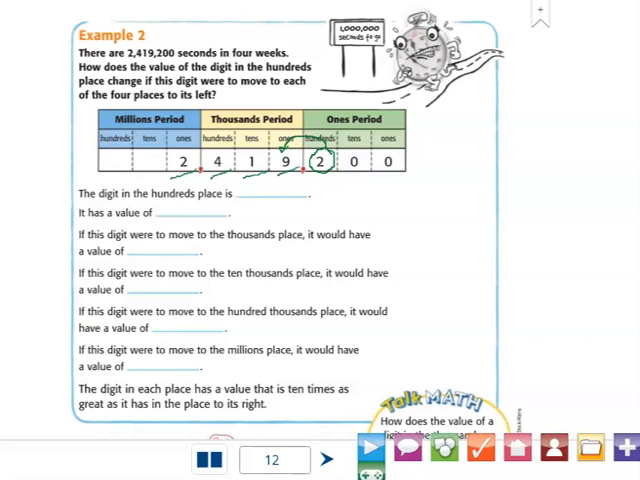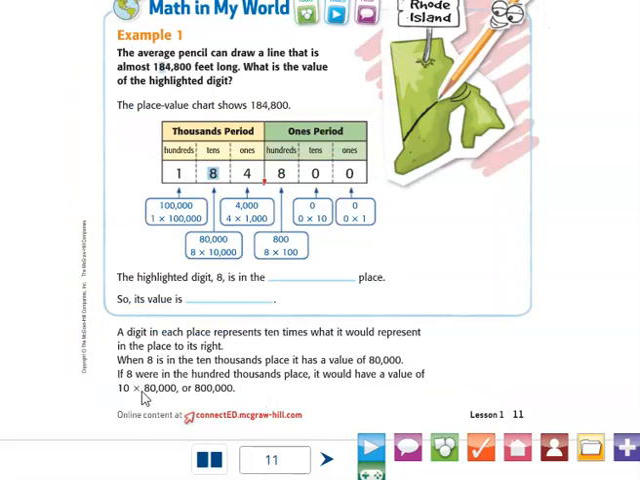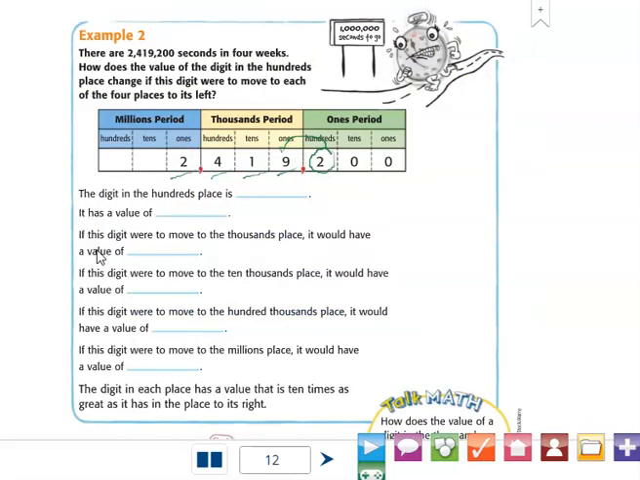And remember in the other, I'm going to go back for a second and look. Remember down here in the other page, on page 11, it was saying when the 8 is in the 10,000th place, it has a value of 80,000. If the 8 were to move to the 100,000th place, it would have a value of 10 times 80,000 or 800,000. So that's saying the same thing as what we're doing on the next problem. If we were to move this from here to here, it would have a value that's 10 times greater. And basically what they've done is they've added a 0. So that's how, when we move the place values up, which is exactly what it's asking us to do here.